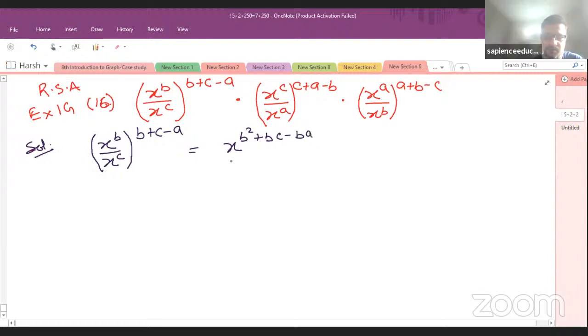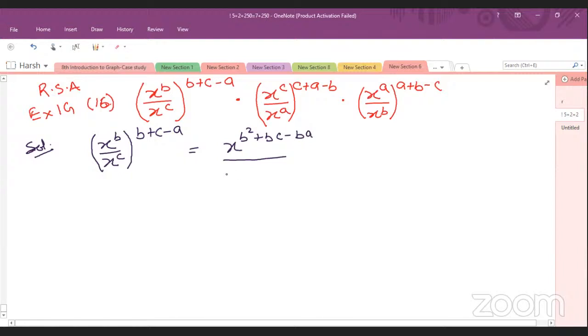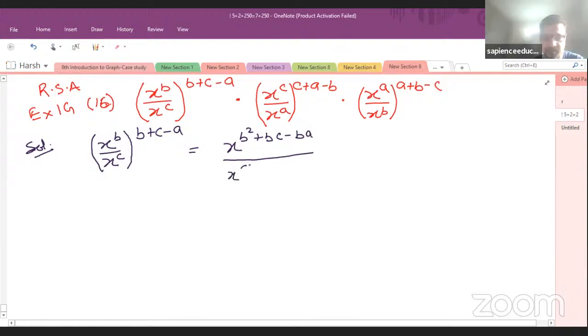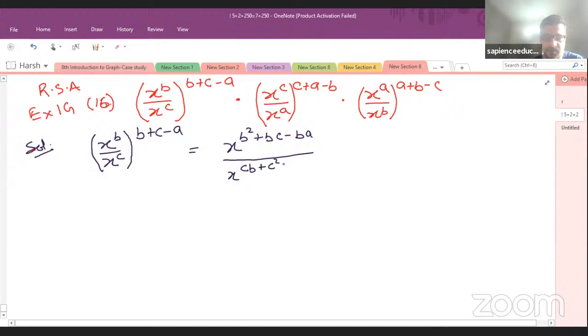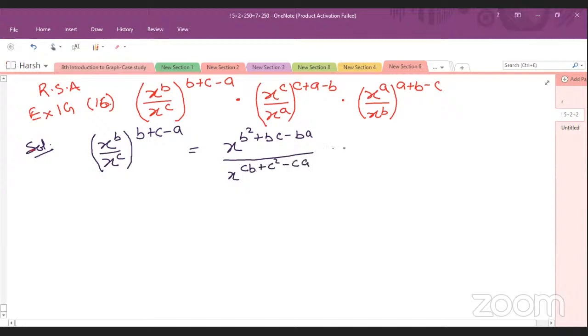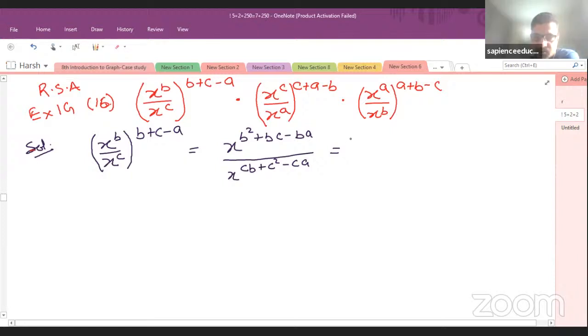Then x^(cb) plus c square minus ca. So, sir, if we take x^(cb) minus c square minus ca... Okay, so see, the base is the same, so you want to subtract the powers. Correct.